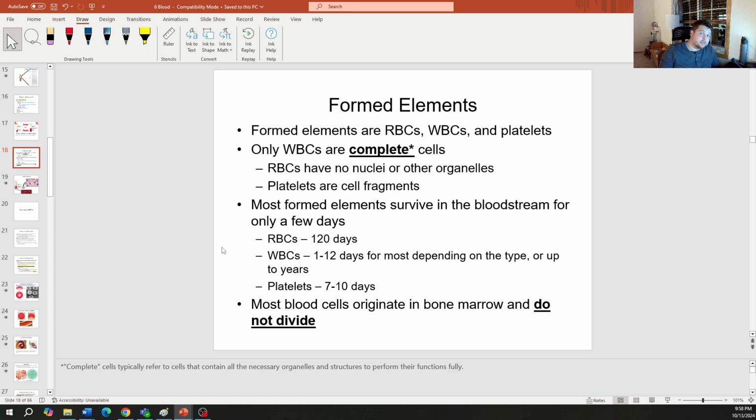And again, what's the other name for platelets right now? Please, please remember this. Thrombocytes. That will come back many, many times. Now, most blood cells originate in the bone marrow, and they do not divide, okay? Our blood cells are coming from those stem cells, and they're forming from those stem cells, and they're differentiating.